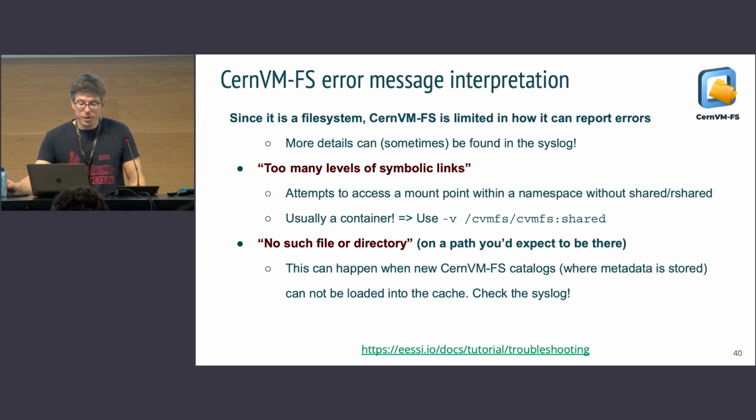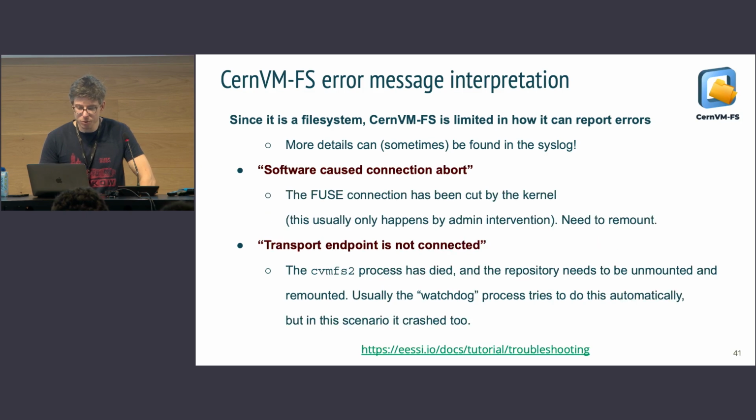This way we basically have our metadata directly there in the cache, and if you have caching problems and the catalogs cannot be loaded, then this can also happen: you don't see the paths that are there. And this is typically where you want to look in the syslog to do this.